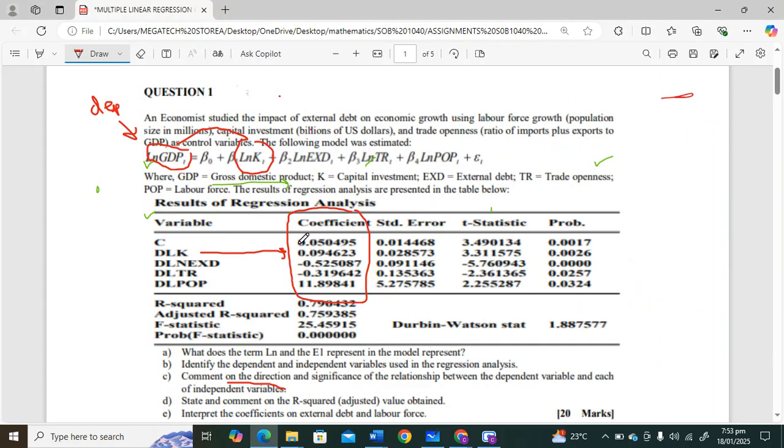Okay, so here we're just looking at the signs of these coefficients to see the direction.